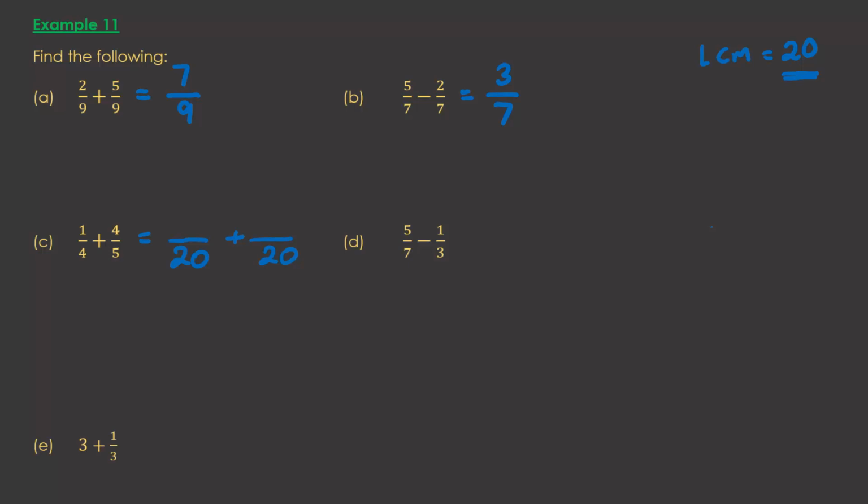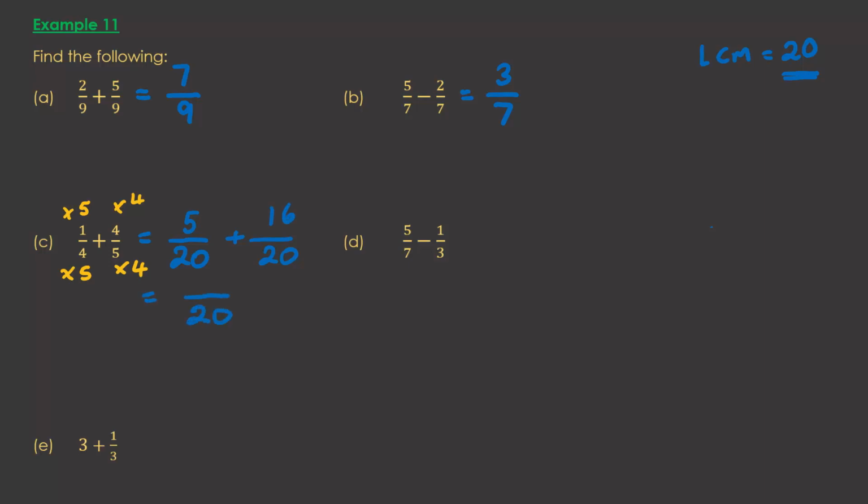Well, what have we done to the 4 here? To get 20, you've multiplied it by 5. So I need to do the same to the numerator. So that's going to be 5 over 20. With the fifths, I've multiplied the denominator by 4 to get 20, so I need to do the same to the top. So that one is going to be 16.